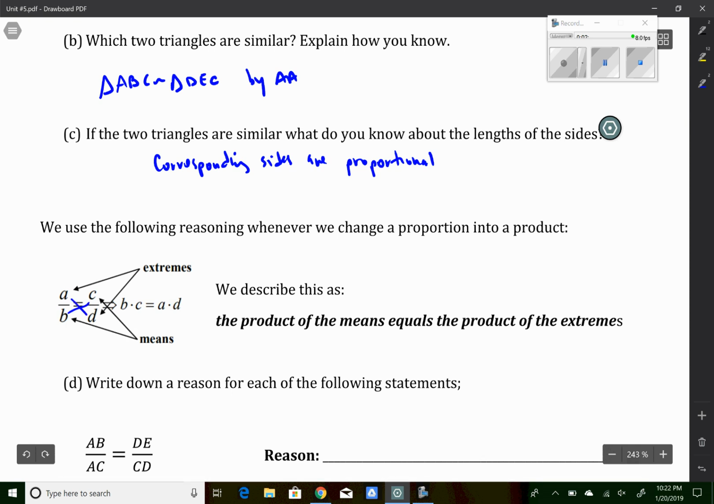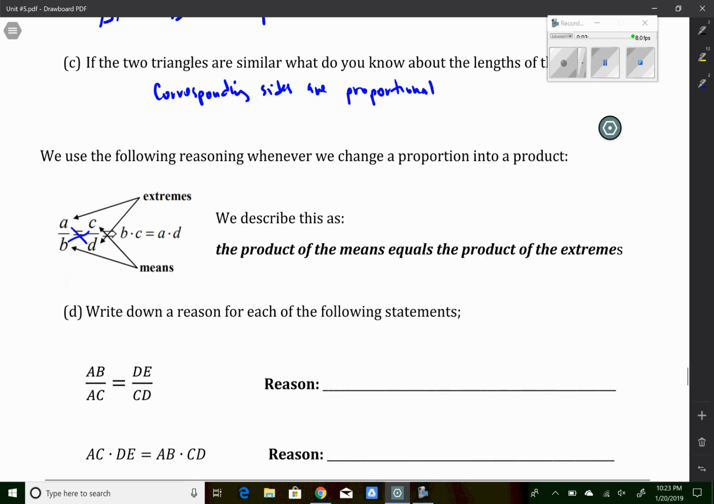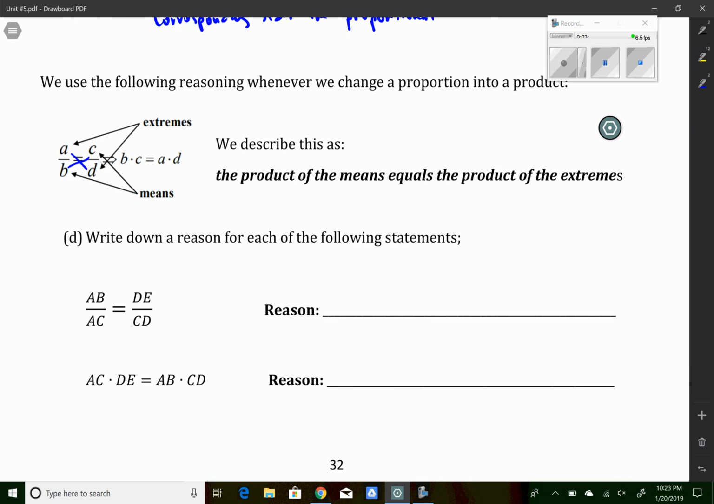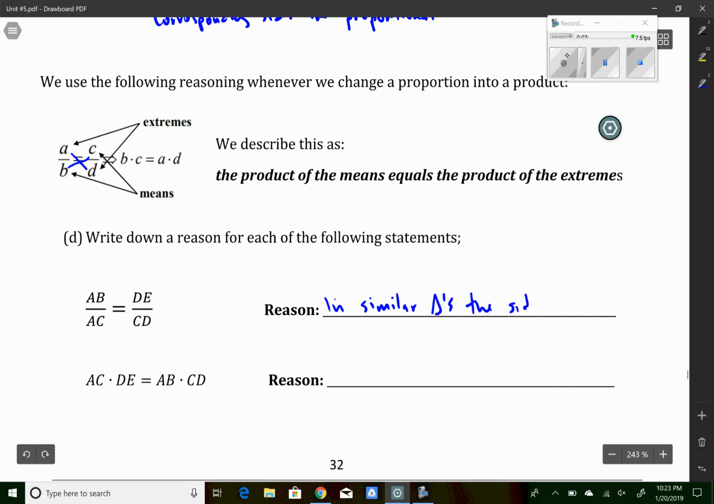Now in math, we don't say cross-multiplying. That's not really the valid way of saying it. We say the product of the means is equal to the product of the extremes. So if this was a proof, and I asked you to find that the segments were proportional to each other, I could just say in similar triangles, the sides are proportional.